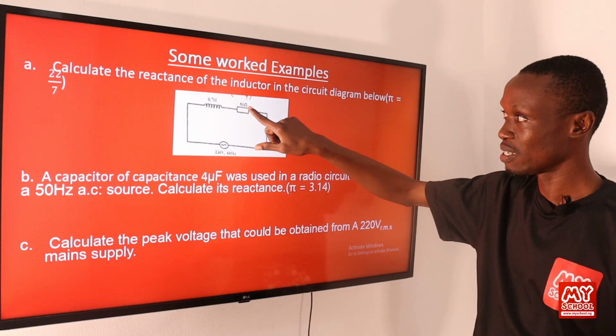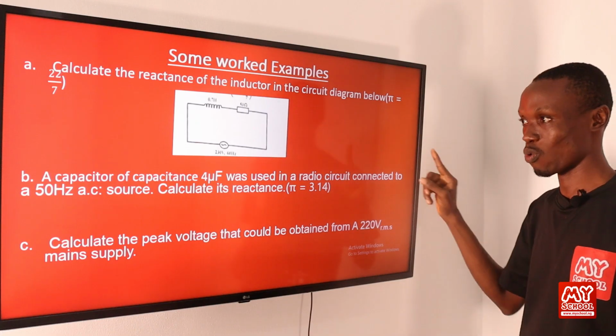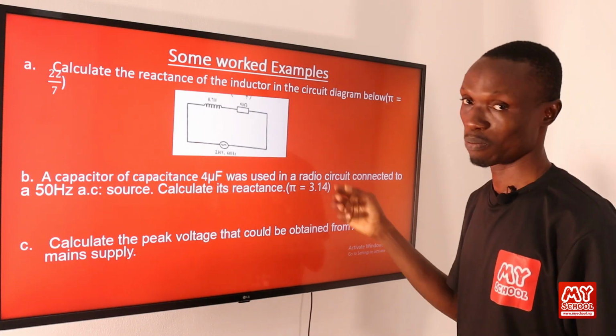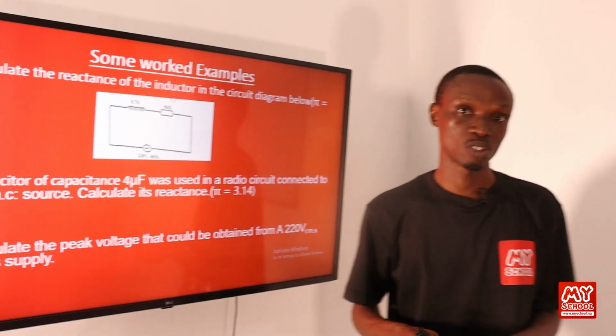The symbol you are seeing here represents a resistor and not frequency. So let's move over to the board to provide the answer to this question.